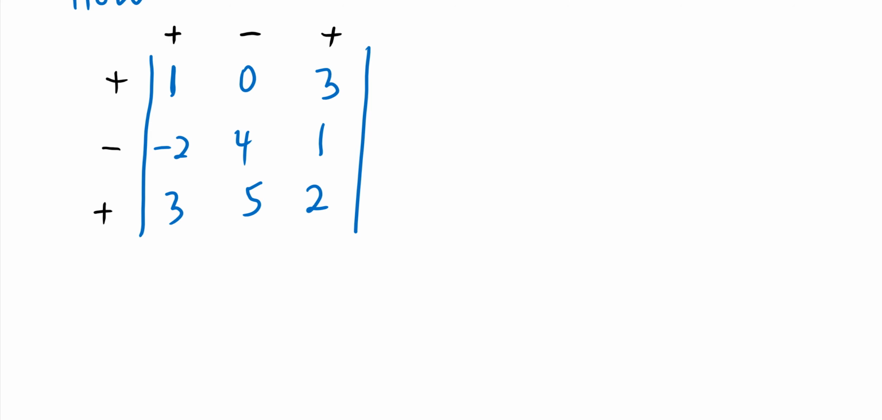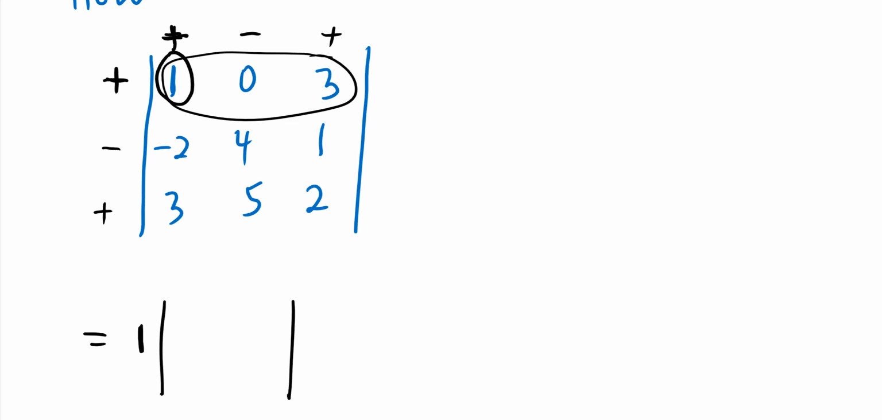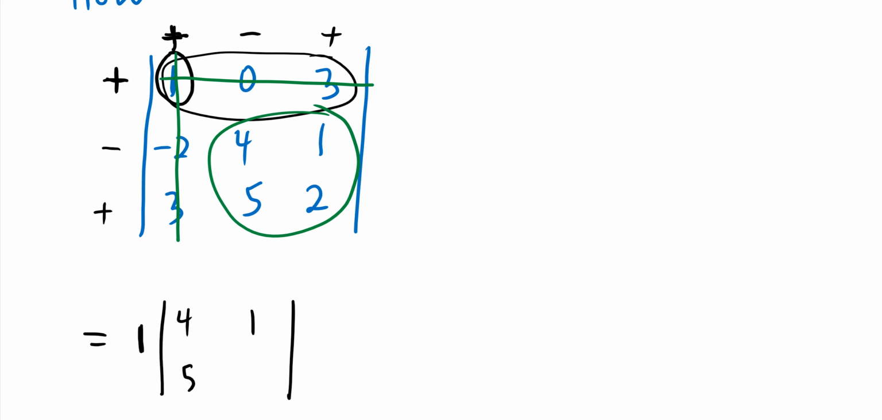So if I'm going to use the first row, this is the row I'm going to use. It has 0 in it. So notice how plus times plus gives me plus. So that's going to start. I'm going to take the first entry, the first number of that row, and watch what's going to happen. We are going to cover the row that has that number 1 in it and the column that has that. So what is left is this. So that goes in here, 4, 1, 5, 2.